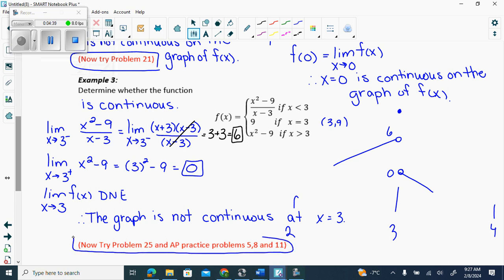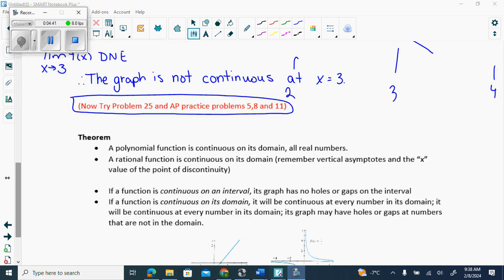A theorem we have here is a polynomial function is continuous on its domain, all real numbers. We know that. Every polynomial function is continuous on its domain, right? There's no breaks in polynomials. X squared, like quadratics, cubics, quartics, quintics, we talked about all those.